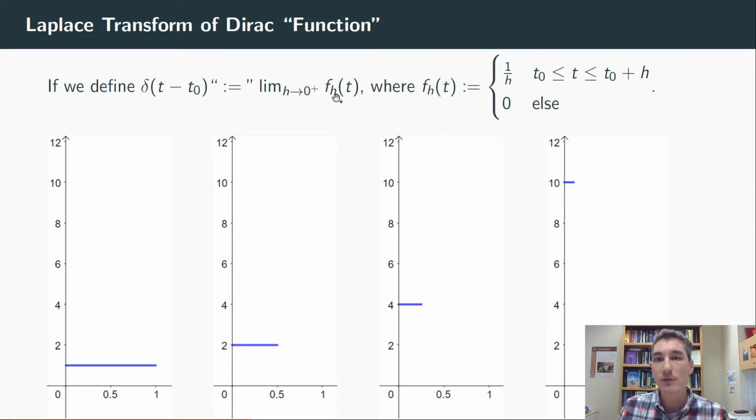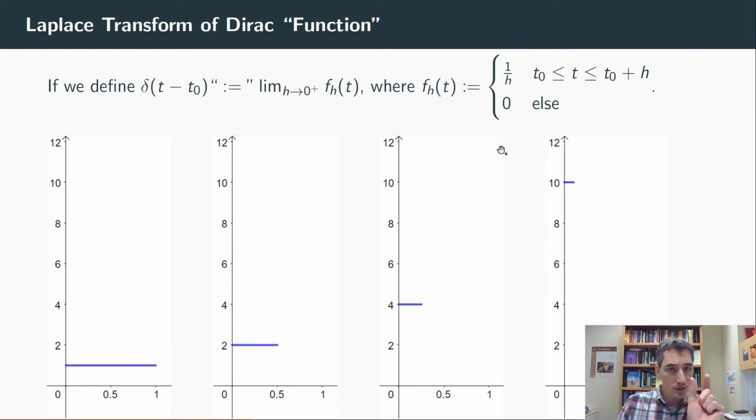What these fh functions look like is, it's a width of h, so it starts at t0 and goes until t0 plus h, but the height is 1 over h. And if you multiply h by 1 over h, you always get 1. So there's always a unit 1 mass here, if you want to think of it. But as we shrink the h from, say, 1 to 1/2, the height is 2. At a quarter, the height is 4. At a tenth, the height is 10. And so the area under the curve is always 1.